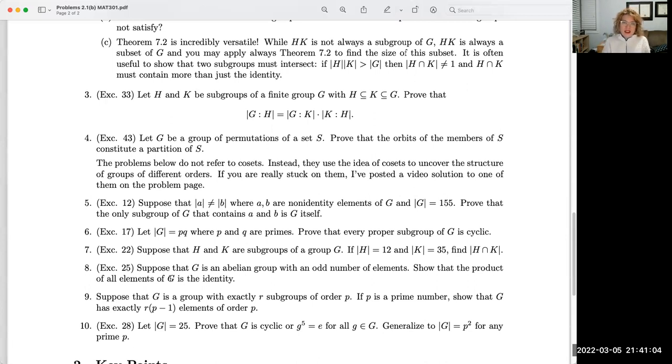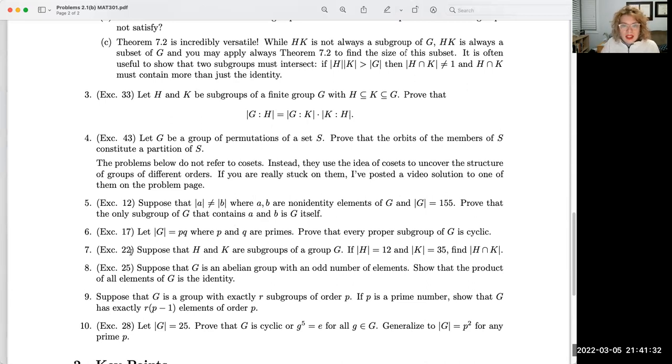Okay, in exercise number 6, we need to show that every proper subgroup of G is cyclic. So a proper subgroup of G has to have order P or it has to have order Q. So it has to be prime. And so if we have a prime order subgroup, well, then that has to be cyclic. Any prime order group is cyclic.